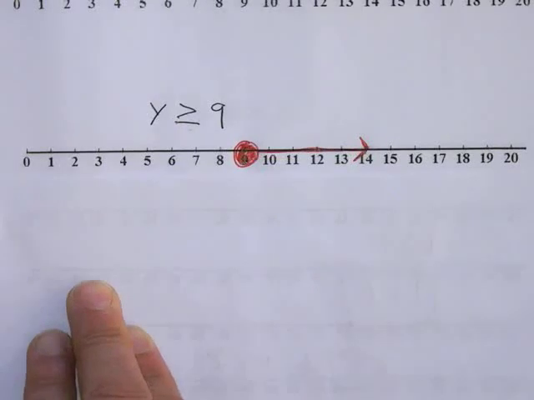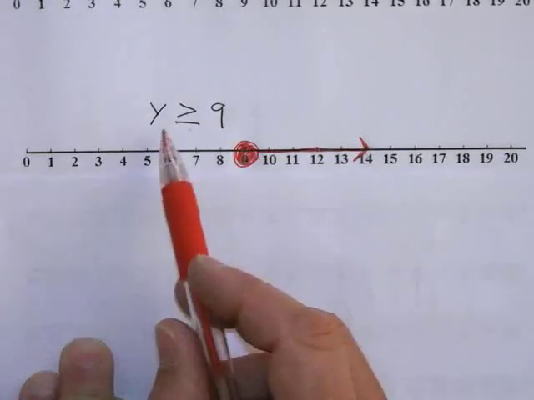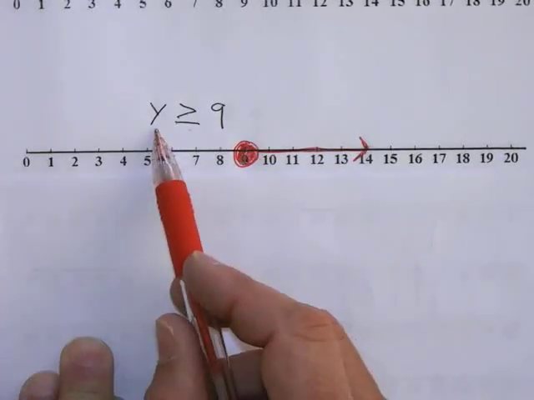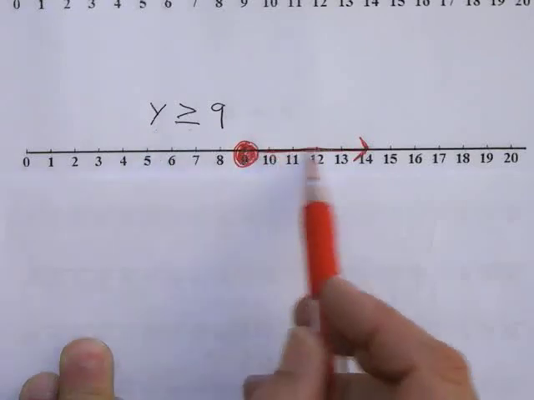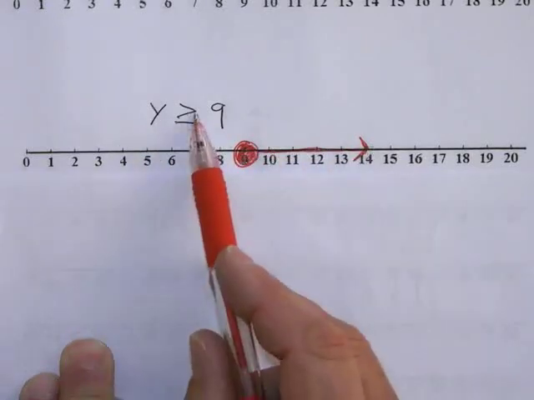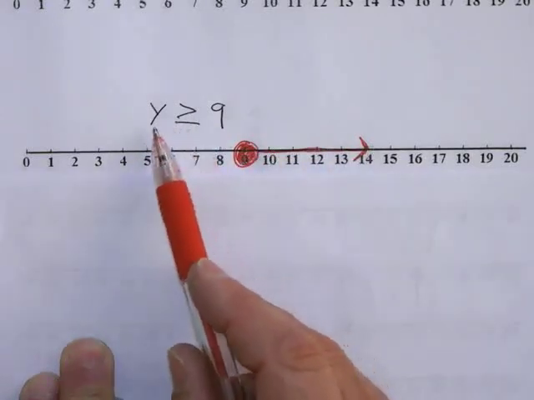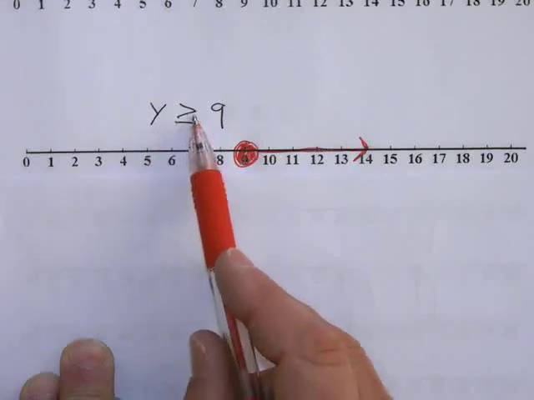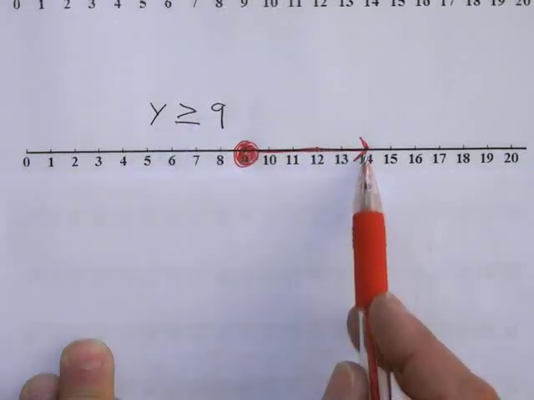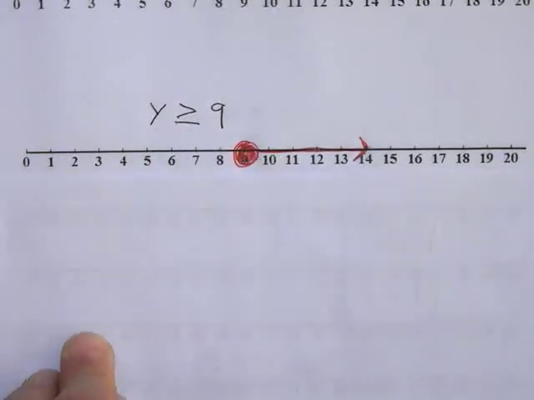And there's something you should notice here. If and only if the variable is on the left, you'll notice that the arrow goes in the same direction as the symbol. In other words, here y is on the left, and the symbol is pointing to the right, and you'll notice my arrow goes to the right. And that was also true for our last example.